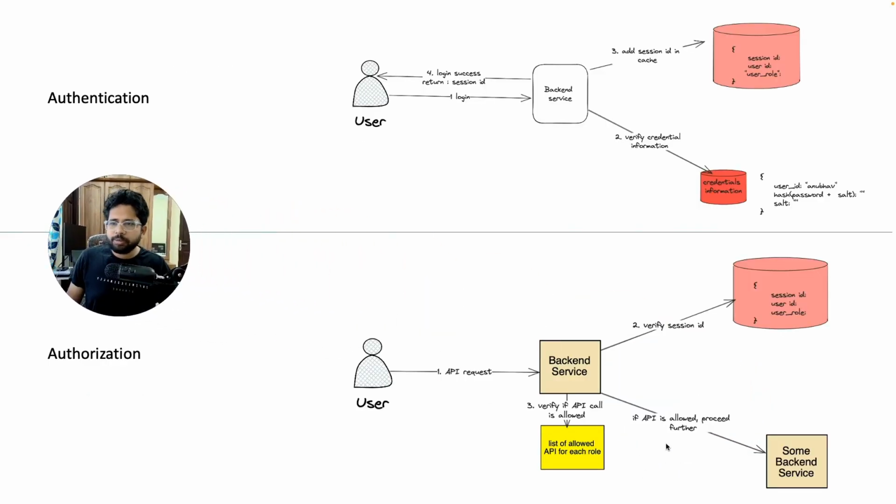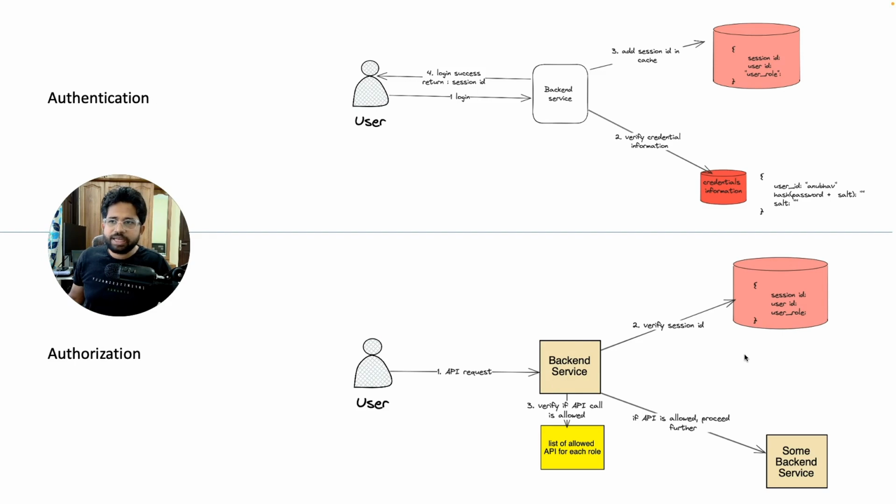Now you see the problem here, right? For each API call you have to make the external call, which was not so good. So what's the solution to it? What if, whenever a call is made, I am able to verify the user roles in memory itself?